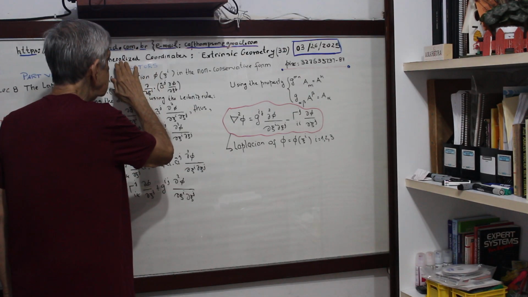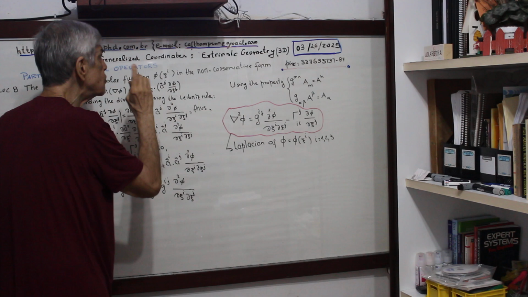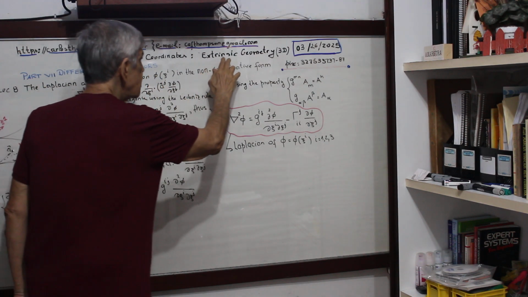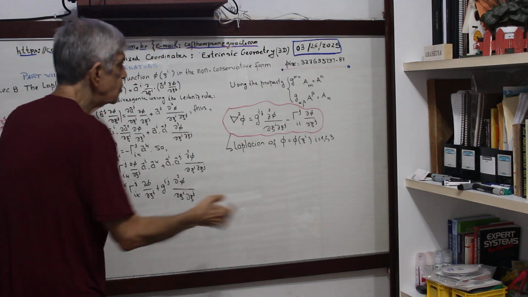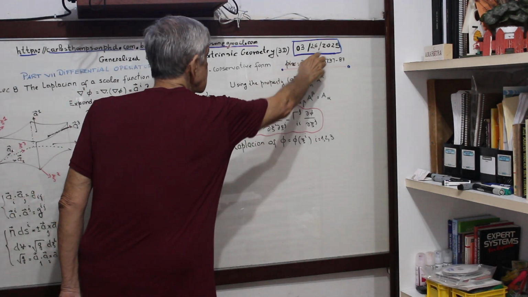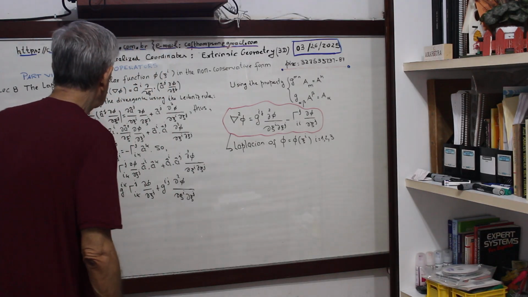You see, these are generalized coordinates, extrinsic geometry, 3 dimension. Okay? Today is March 26, 2025.